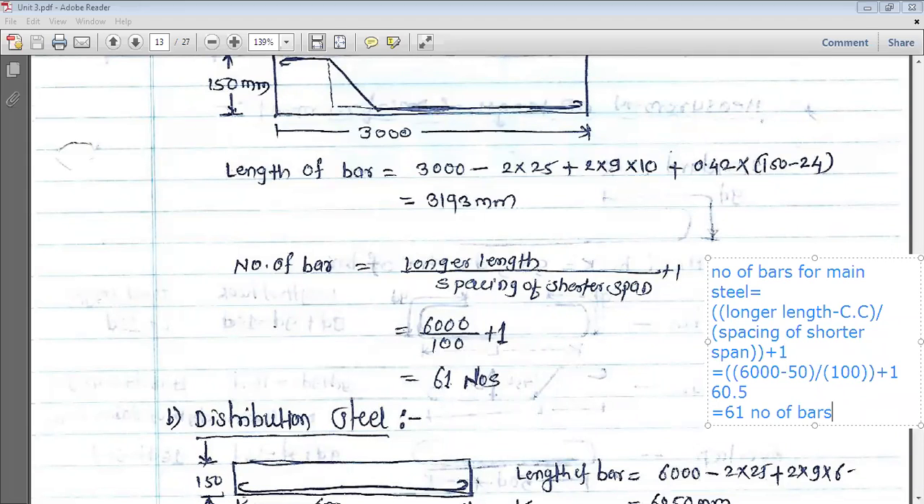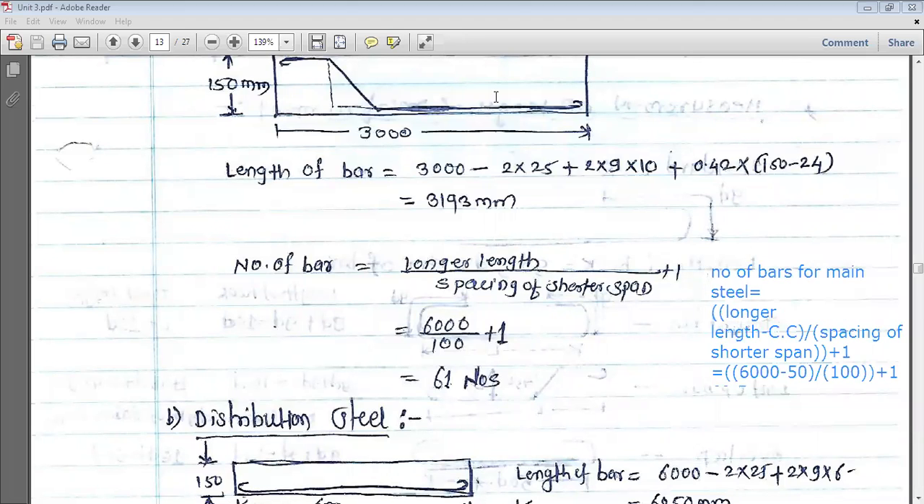Are you getting this? Please use the correct formula which I have written here in the formula column. Don't go for the earlier one, go for the one I have written on the screen. This formula you have to use: number of bars for the main steel equals longer span minus clear cover divided by spacing plus 1. And for the number of bars for the distribution steel, the formula becomes shorter length minus clear cover divided by spacing of the longer span plus 1. You just have to change that. Again, I will write it for you.